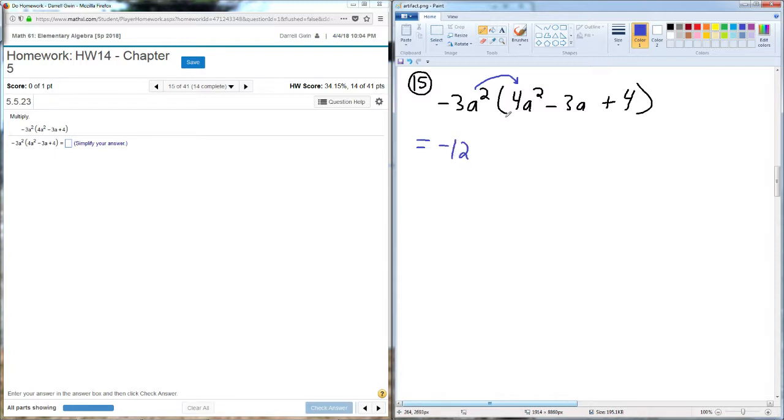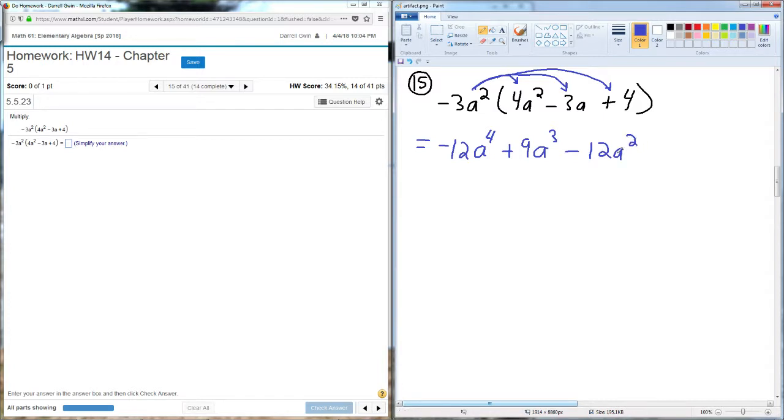I'm not going to do the whole thing in one shot because it's already too much to remember, so I'm only going to do a little bit at a time, which is negative 3 times 4 is negative 12. A squared times a squared is 2 plus 2 is 4, a to the power of 4. That's the product rule of exponents. Next term, negative 3 times negative 3 is a positive 9. A squared times a is just going to be a to the power of 3. Next term, negative 3 times 4 is negative 12.